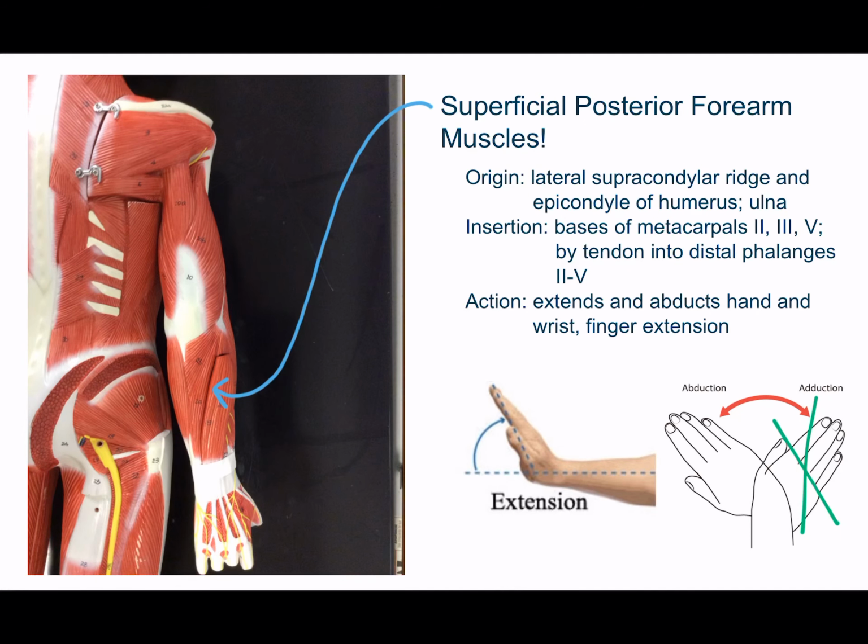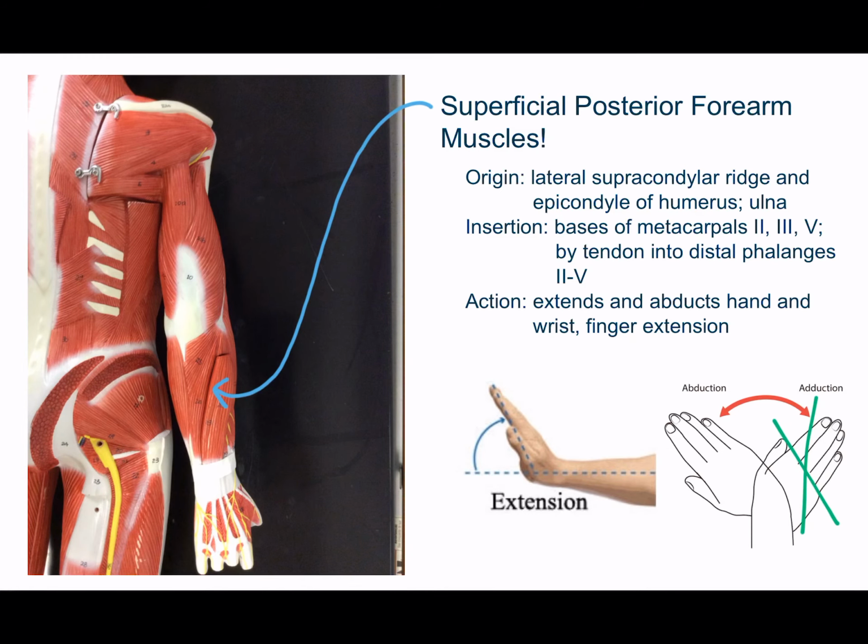Then we have the superficial posterior forearm muscles. They're the ones that are on top, and we didn't have to be super specific, so I didn't. They're going to originate, some examples being the lateral supracondylar ridge, near your condyles of your humerus, and your epicondyle of your humerus, and the ulna. So they're going to insert onto the bases of the metacarpals 2, 3, and 5, or by tendon into the distal phalanges 2 through 5, which is everything but your thumb.